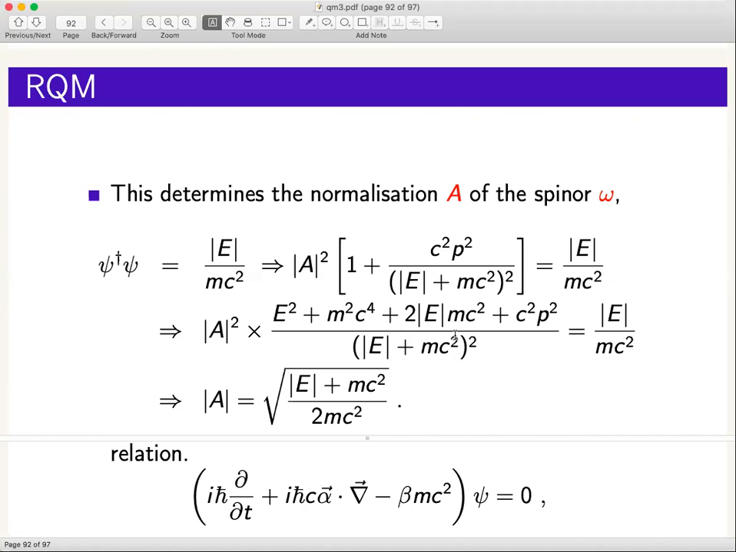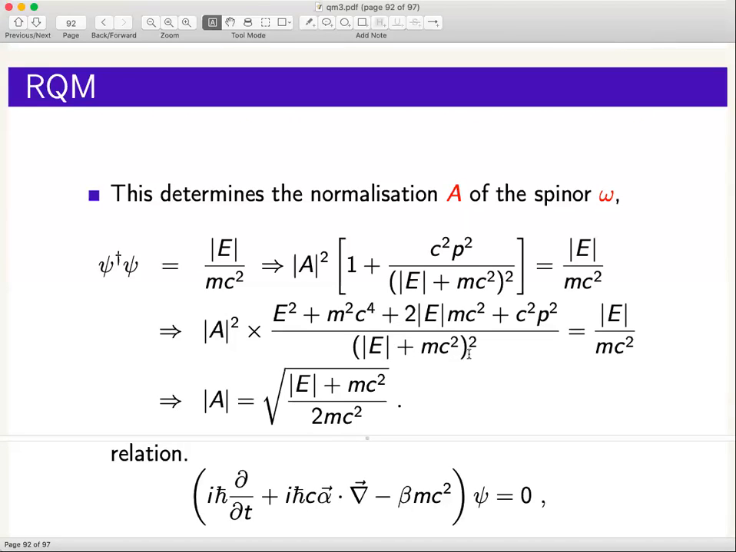Okay, which you can use to cancel some piece. One of the terms in the denominator cancels and the other term survives. And so you get mod a squared times 2 mod E upon E plus mc squared is equal to E by mc squared. Okay, so let me say it again.